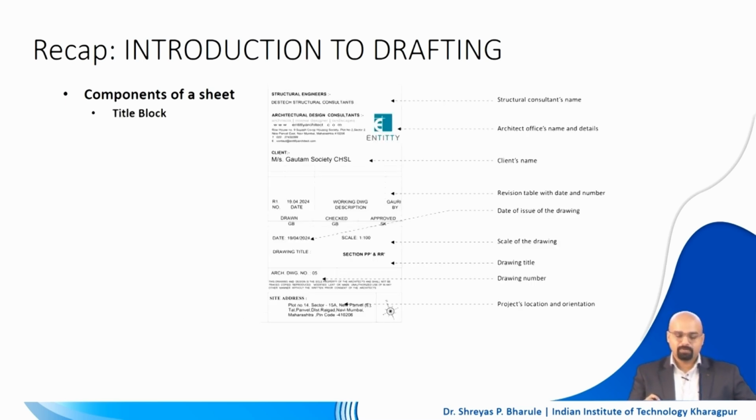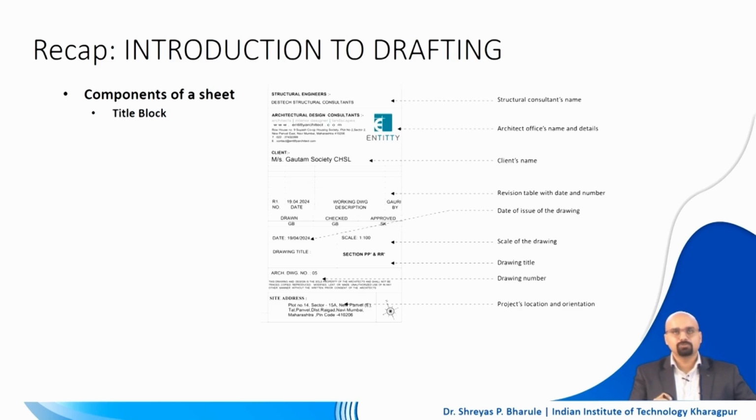Within the title block we have, this is just an example coming from a company called Entity Architects, the architectural firm. They have courteously provided us this particular template for representation in this lecture. So when we are looking at the title block, what all do we see?